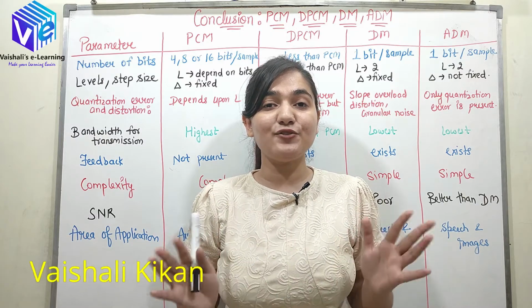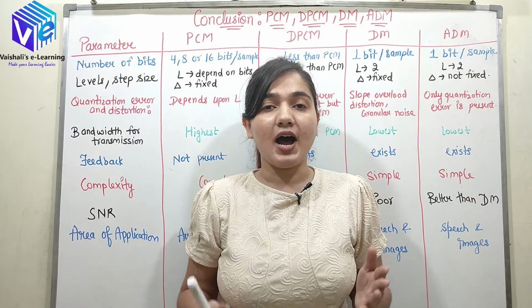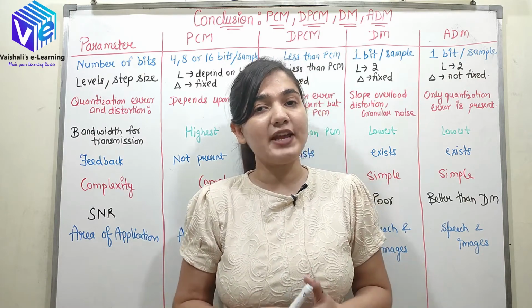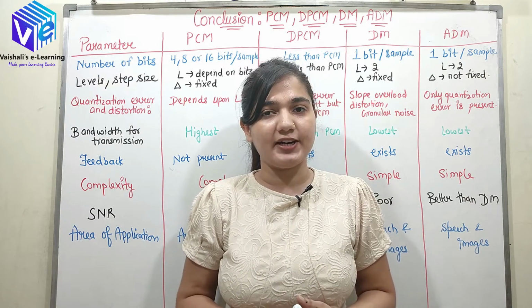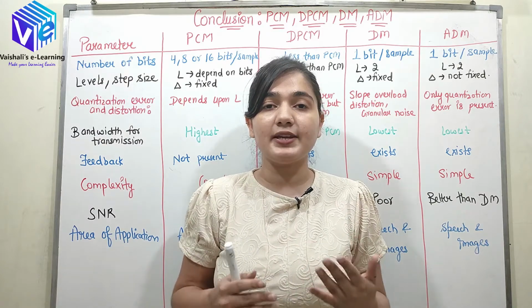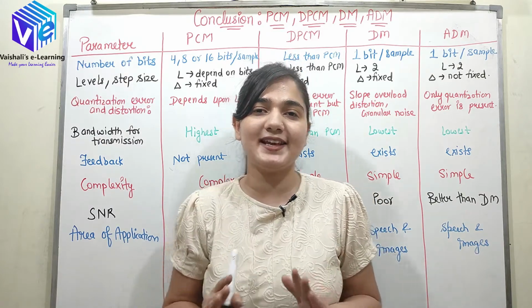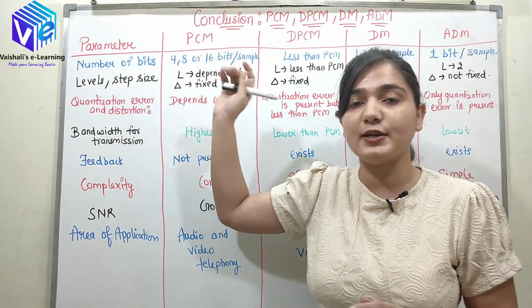This is the conclusion of all the 4 techniques which we have studied so far, which are the pulse code modulation, the differential pulse code modulation, the delta modulation and adaptive delta modulation. So we'll be seeing their difference based upon the various parameters. So without wasting any time, let's begin with the first parameter, and the first parameter is number of bits required.